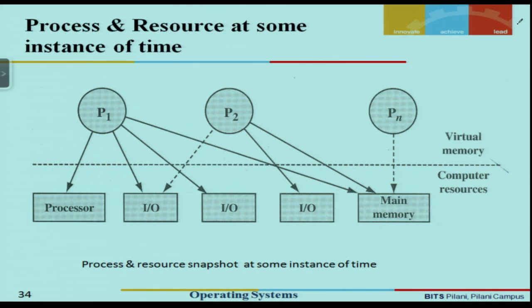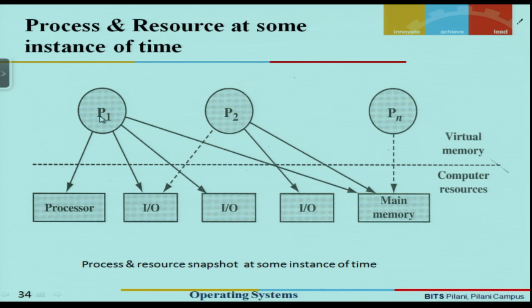Let us take a diagram which indicates how, at any given instance of time, the processes are going to be in memory and how they would be utilizing various resources and services which are available. So in this particular example, we have 3 processes. We are saying P1, P2, Pn. These are 3 processes.